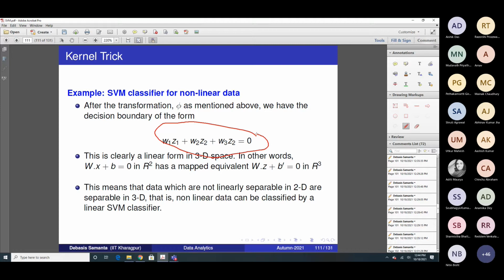Okay, so this is a linear surface which takes this form, but it is in R3, that means a higher dimension region. Earlier it was w dot x plus b equals 0 in R2, so now it becomes w dot z plus b dash in R3. So here the same linear SVM can be applied, but we have to use this kernel trick concept.